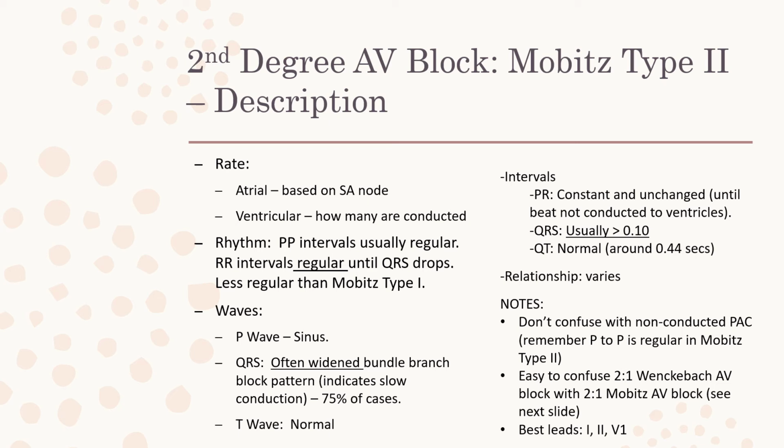The relationship varies. Do not confuse this with non-conducted PACs. Your P to P is regular in Mobitz type 2. It's easy to confuse with 2-to-1 Wenckebach AV block and 2-to-1 Mobitz AV block, and we're going to look at that on the next slide. Your best leads are 1, 2, and V1.